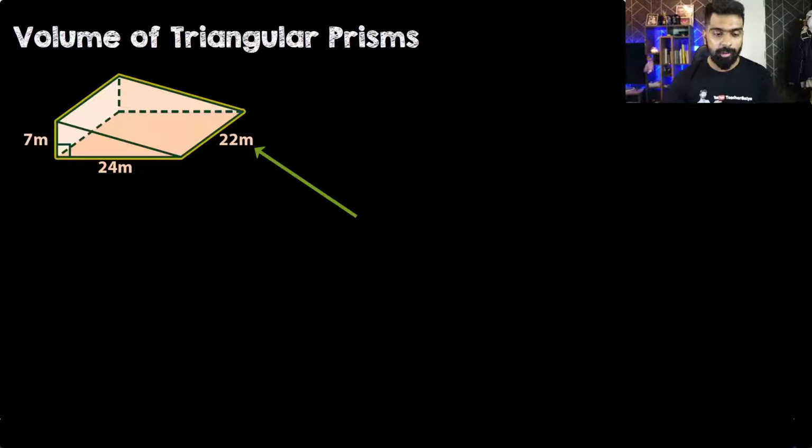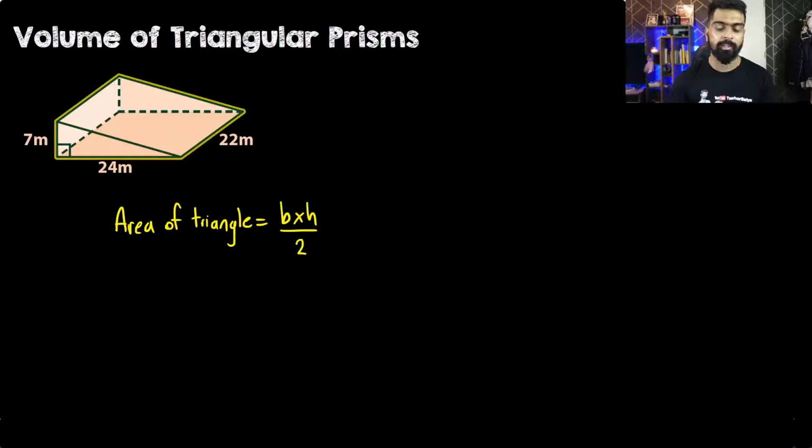So step number one, let's go ahead and find the area of the triangle. So how would we find the area of the triangle, boys and girls? We'll take the base, multiply with its height and divide it by 2, right guys? Base multiplied by height divided by 2.